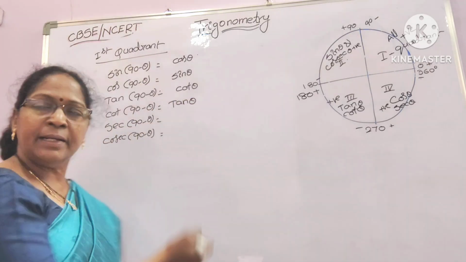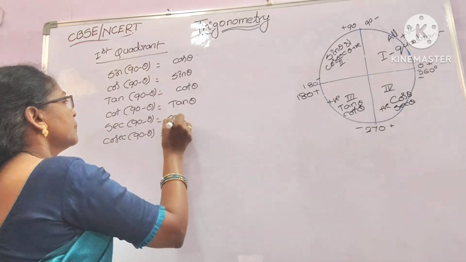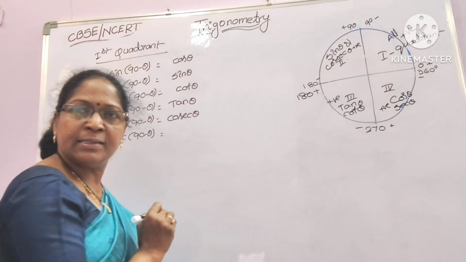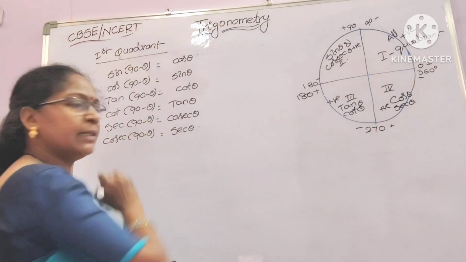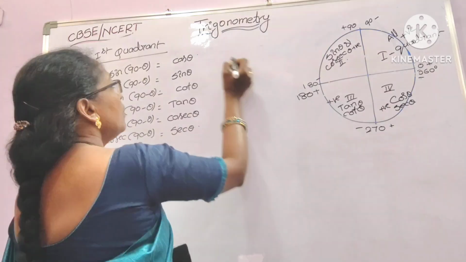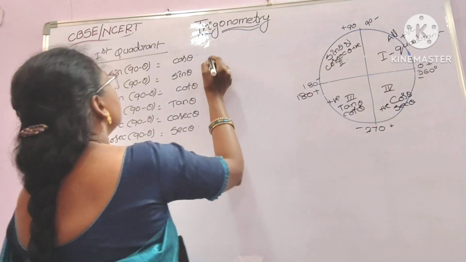Secant 90 minus theta, secant becomes cosecant. Again, cosecant 90 minus theta equals secant theta. Like that you have to write down. And one more also comes under the first quadrant. What is that? 360 plus theta.